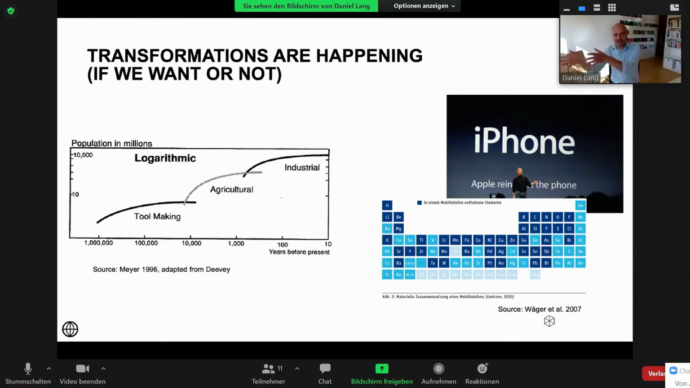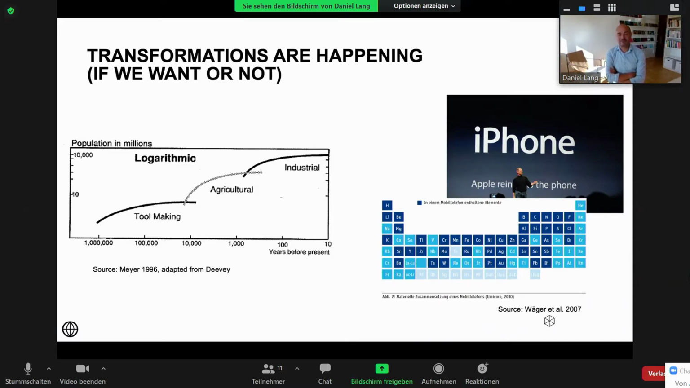So that means transformations are happening, and not only over long-term periods. You see here the invention of the iPhone, where I always tell my kids that I know a time before the iPhone, and I know a time before mobile phones. But this has fundamentally changed our societies, and we are in the midst of a digital transformation. We have heard about this in the previous talks, which also has implications.